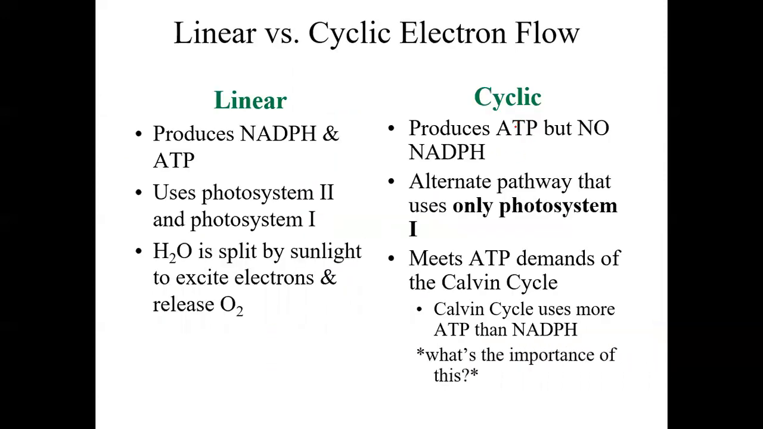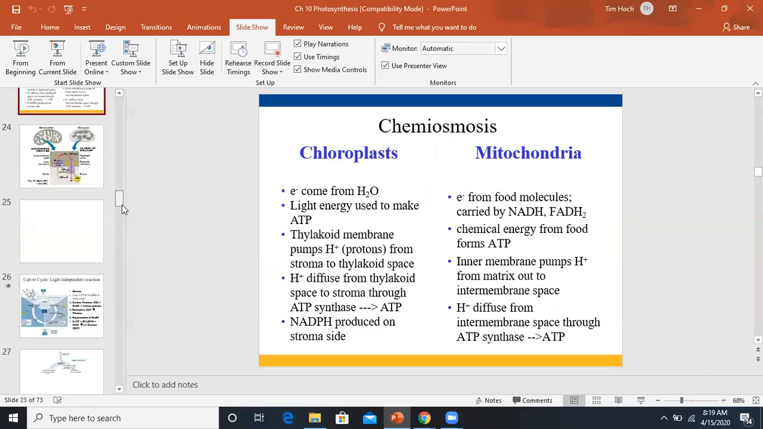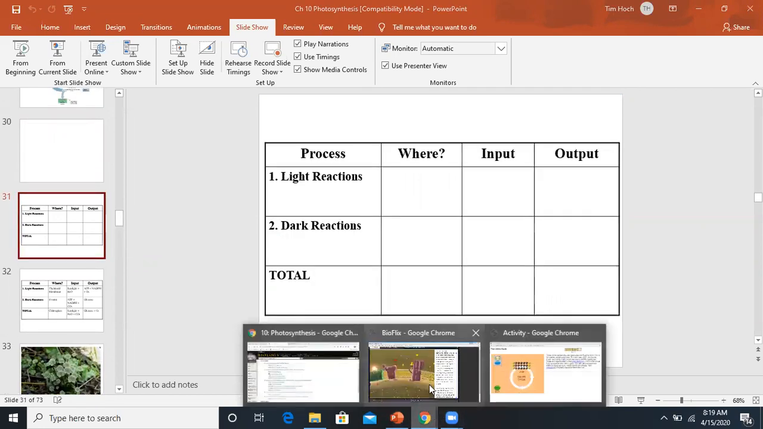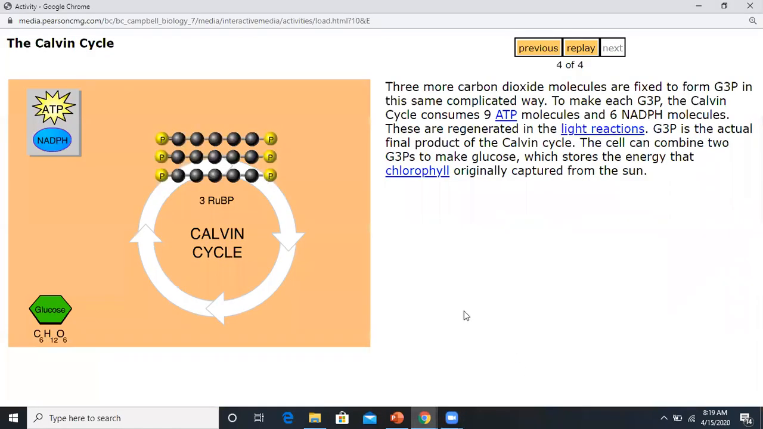Now, if that made no sense to you, at least understand this. What is the point of cyclic electron flow, I should say? It just produces ATP. You're only using photosystem 1, and it's used to meet the ATP demands of the Calvin cycle, okay? So understanding that is significant. So taking a quick second on this one, that is the light reaction. Let me show you and end this video off with the animation on this.